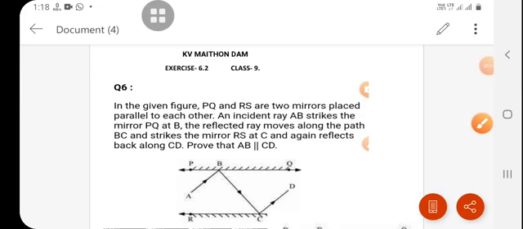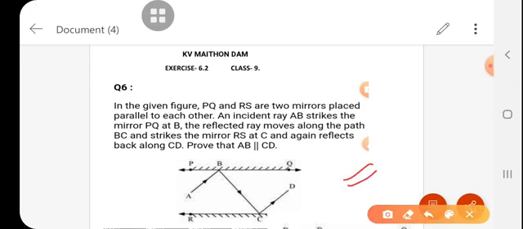Students, in this video I am going to discuss question number 6, exercise 6.2 for class 9. Just read the question. In the given figure, PQ and RS are two mirrors placed parallel to each other. An incident ray AB strikes the mirror PQ at B. The reflected ray moves along the path BC and strikes the mirror RS at C and again reflects back along CD. Prove that AB is parallel to CD.